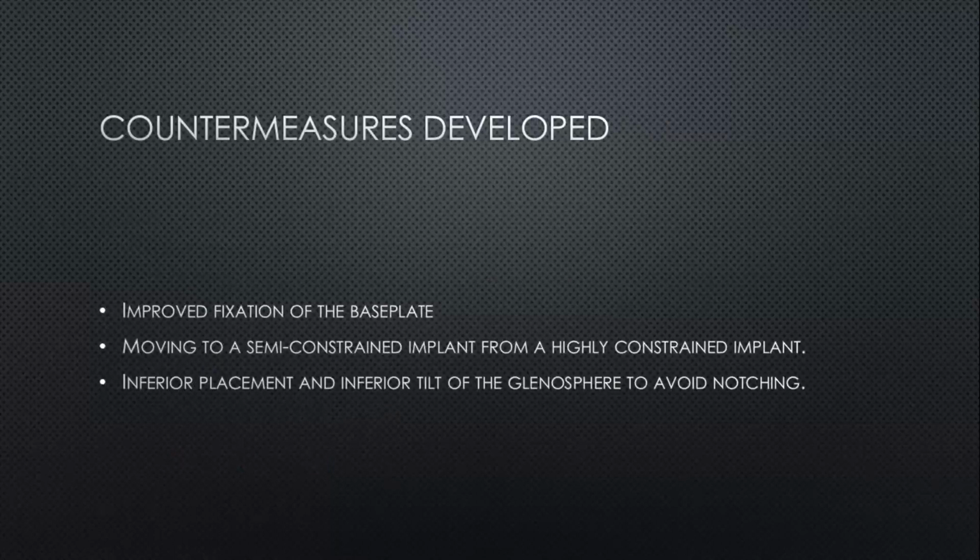So what are the countermeasures? In order to counter these problems, they proceeded to move from a highly constrained implant to a semi-constrained implant. That is one important modification that they had undergone. And also, in order to prevent notching, the inferior placement and inferior tilt of the glenosphere, and also an overhang where the glenosphere hangs beyond the inferior border of the glenoid, was introduced. That helps to avoid notching.